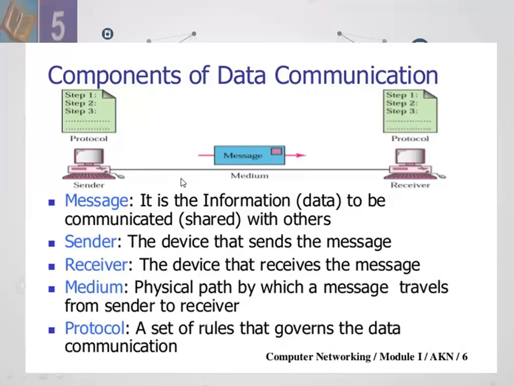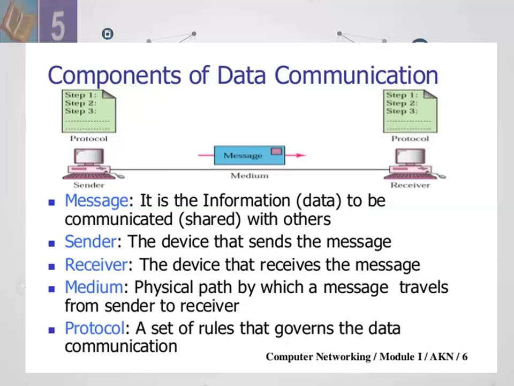The second component is message. It is the information, data to be communicated, shared with others. So this is a sender, and the sender computer wants to share this message, this data, on the network. So message basically is the data or information that is to be transmitted. Message can be in the form of text, audio, video, or any combination of these. So you can send any kind of message. It can be a text message, audio, video, or a file.